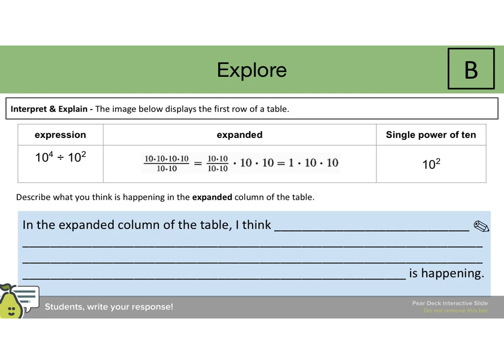So as part of the Explore, they are given the first row of a table that they will see in slide C. The first row provides the expression 10 to the 4th power divided by 10 to the 2nd power, the expanded form in the middle column, and 10 to the 2nd power as a single power of 10 in the last column. Students are asked to describe what you think is happening in the expanded column of the table. Students are provided a sentence in the expanded column of the table, I think blank is happening. This is just to support students with learning disabilities.